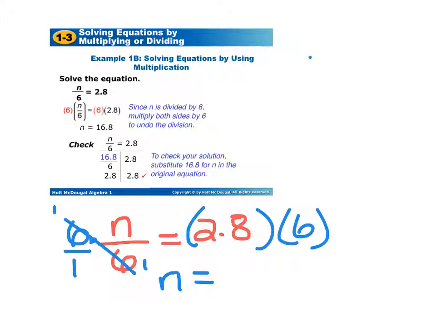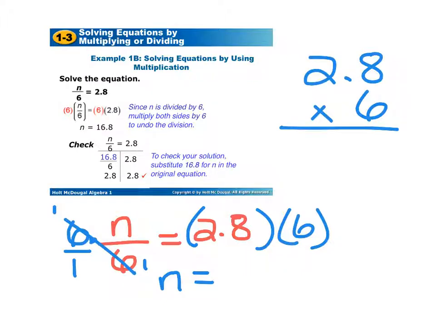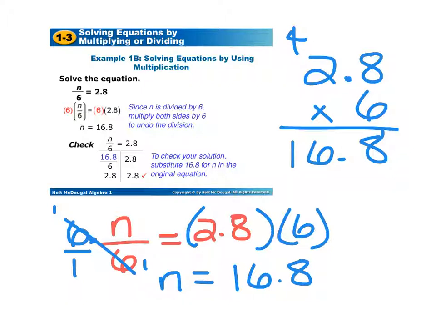I'm now going to multiply the 2.8 times 6. Can anyone tell me 6 times 8? 48. Thank you, Melanie. So then, can anyone tell me 6 times 2? 12. Plus 4 is 16. Notice I have one number after the decimal point, so I put one number in my answer. Okay, now, again, it was a positive times a positive, so my answer is positive. And again, they've provided the check here. They divided 16.8 by 6. They got 2.8. It checked out.